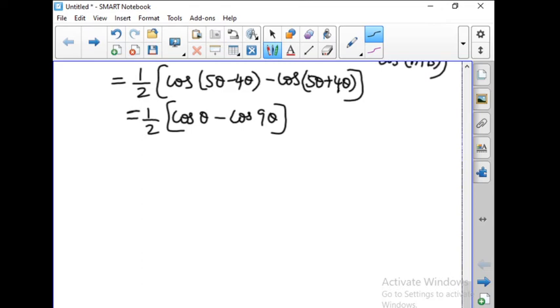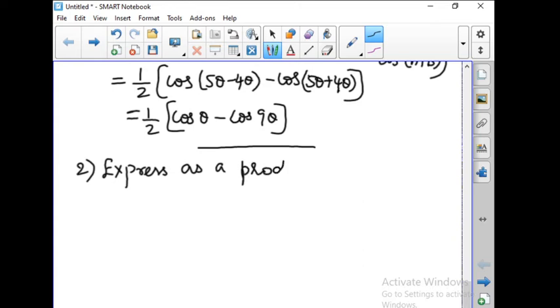Next problem, if you see, it says express each of the following as a product. So in that I am going to do only one subdivision. The remaining subdivisions you are going to do as homework. Okay, second problem, express as a product. As a product means sum to product. Right? The question is going to come under sum to product.